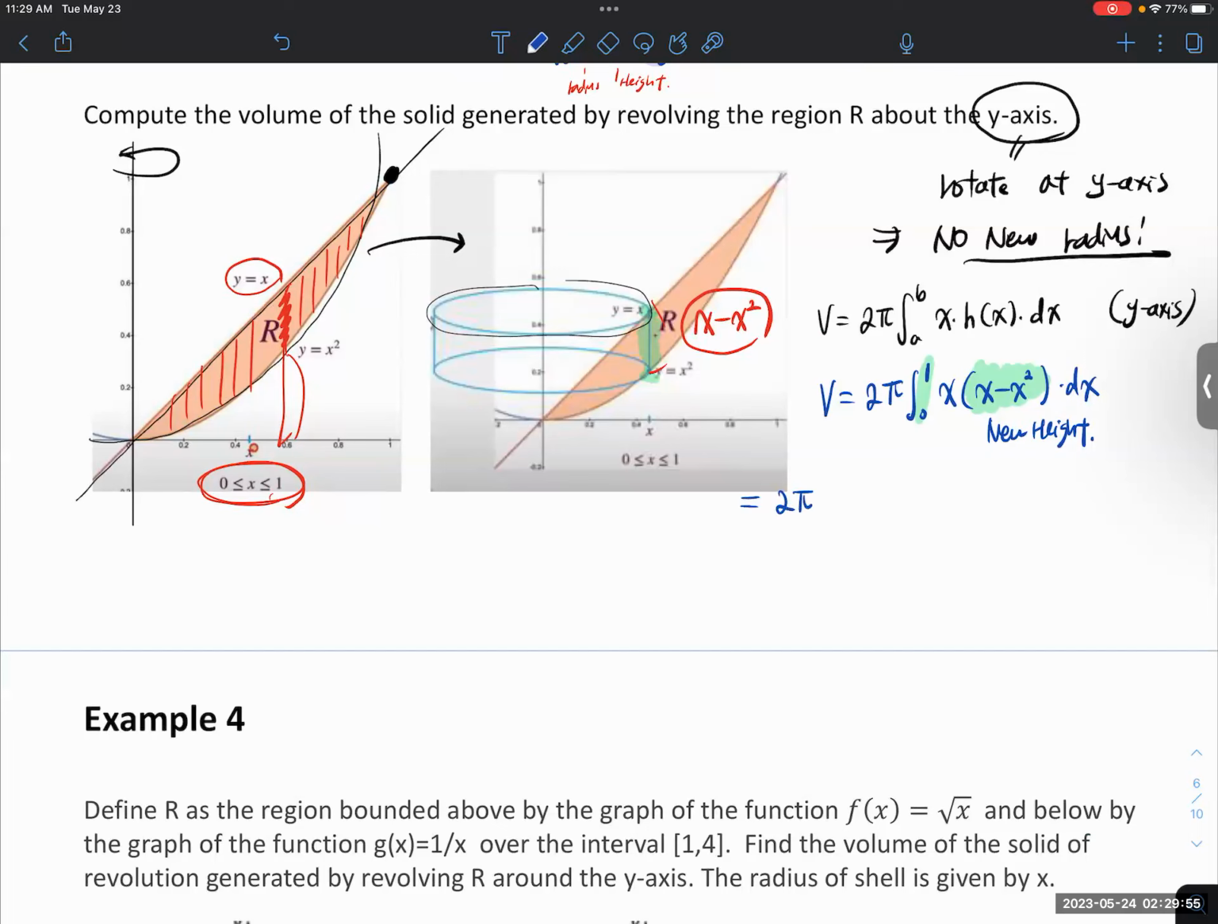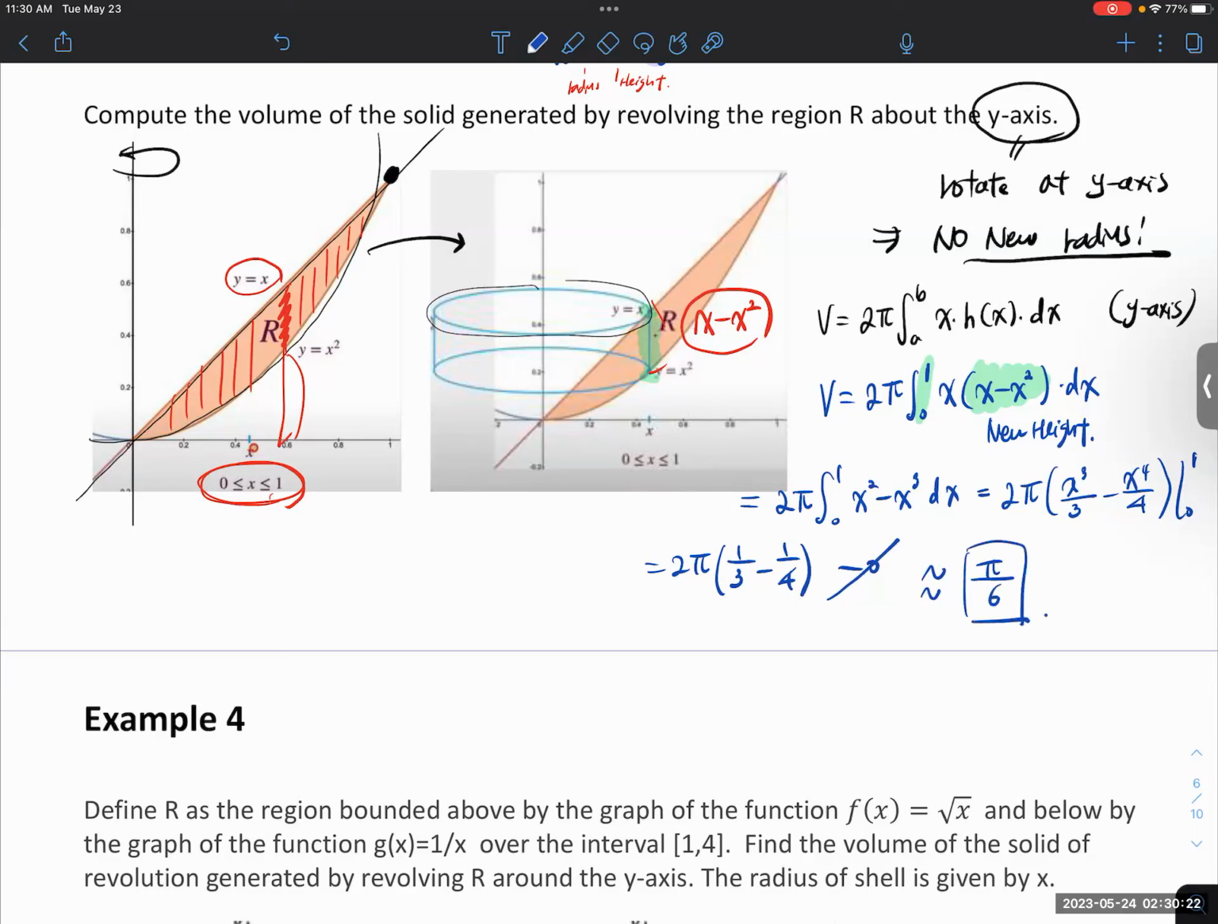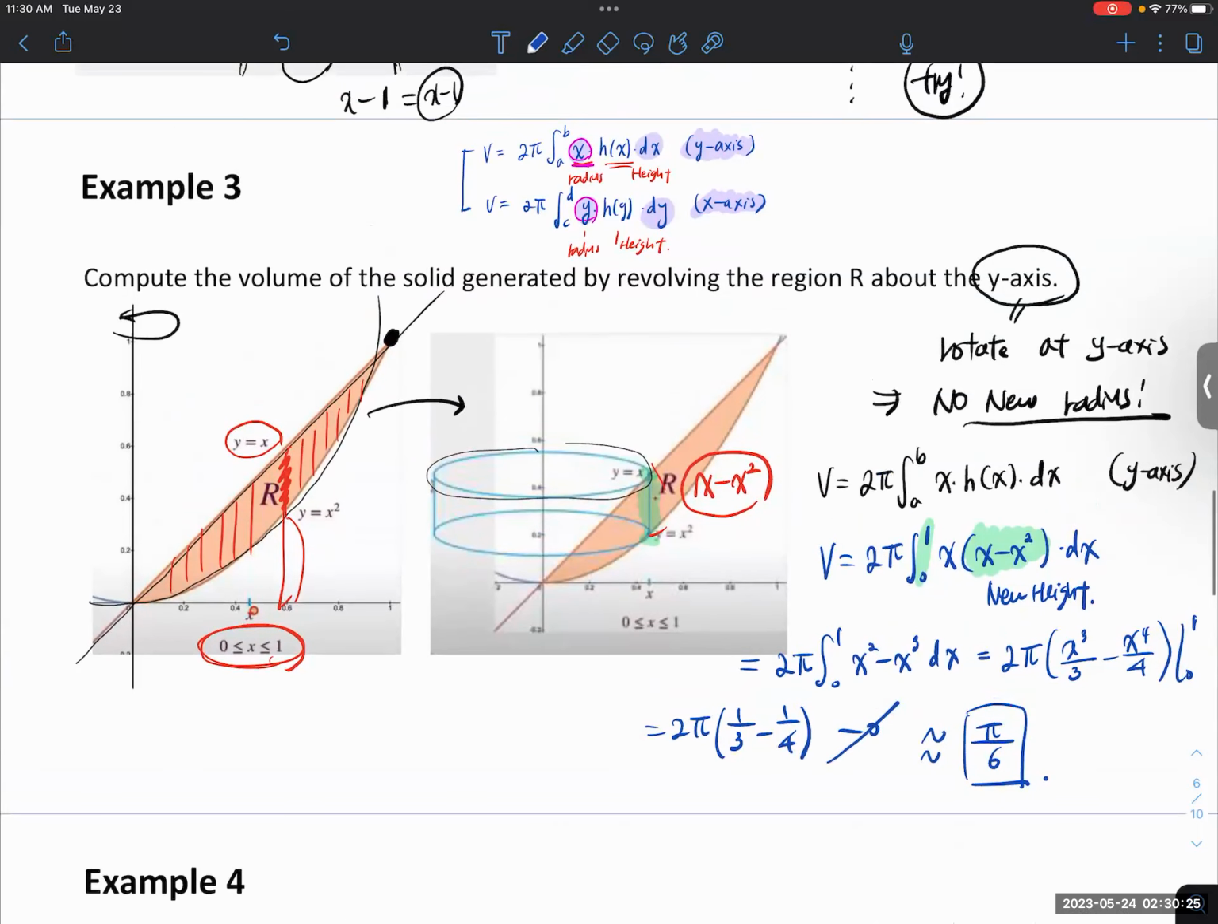So 2 pi, I'm going to expand it: x squared minus x to the third dx. You're going to take the integral now. So x to the third over 3, minus x to the 4 over 4, from 0 to 1. And then 2 pi times 1 over 3 minus 1 over 4 minus 0. If you calculate it, it's going to be pi over 6. That's it. So in this question, we have no new radius, but you have a new height function.